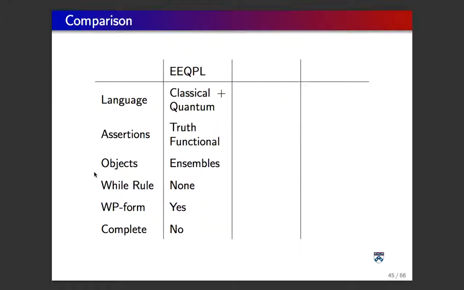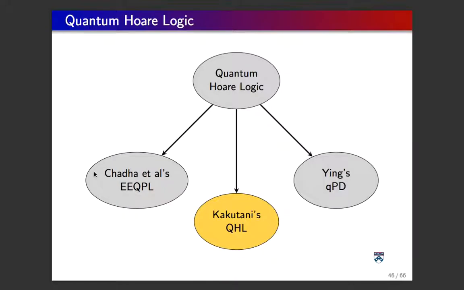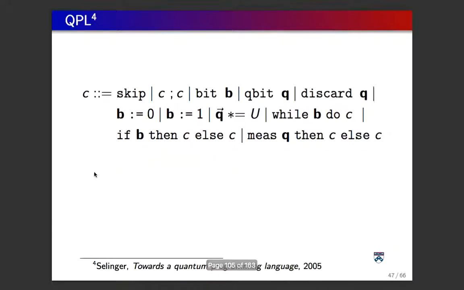So for the next logic we're going to look at, this is Kakutani's QHL. Well, it takes a somewhat different approach. The first nice thing about QHL, though, is that it doesn't just say, okay, here's the toy language that I'm interested in improving things about. It uses a language that has a lot of good features that was presented in a paper by Peter Selinger a few years before this was written. And QPL has, if I say qubit Q, I'm saying initialize a qubit Q.